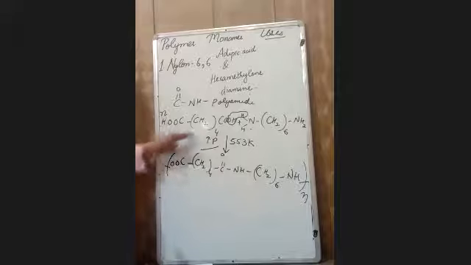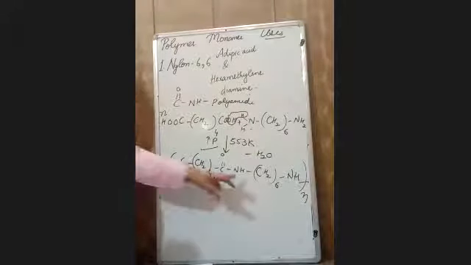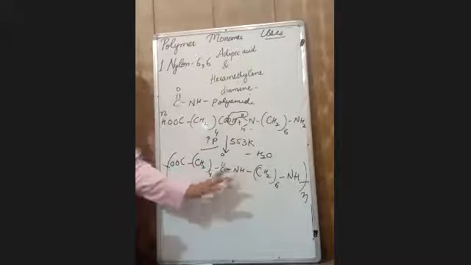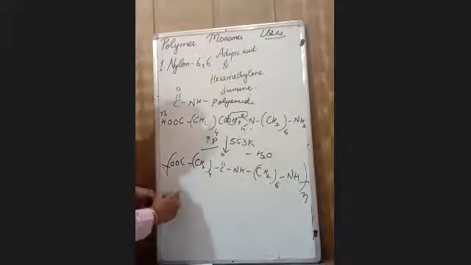It is a condensation polymer. It is formed by the elimination of water molecules, and it has polyamide linkages. It has an amide linkage, CONH. Now, it is used in making brushes. Brush bristles are of nylon 6,6.